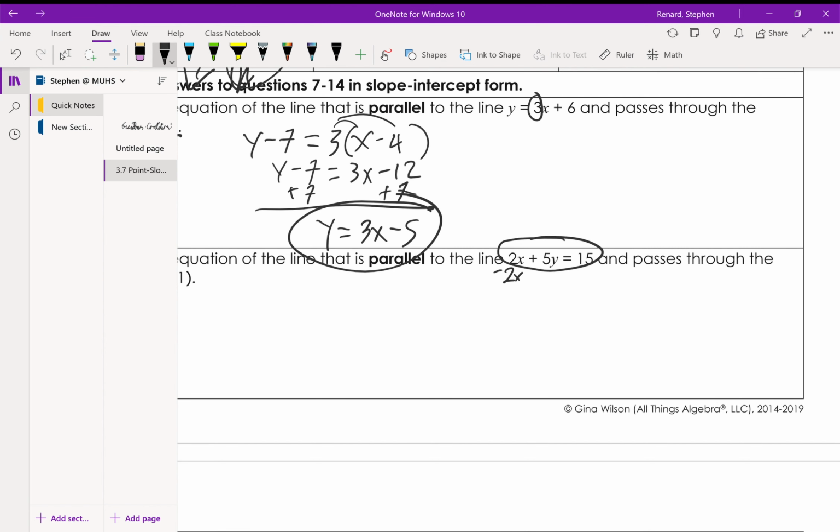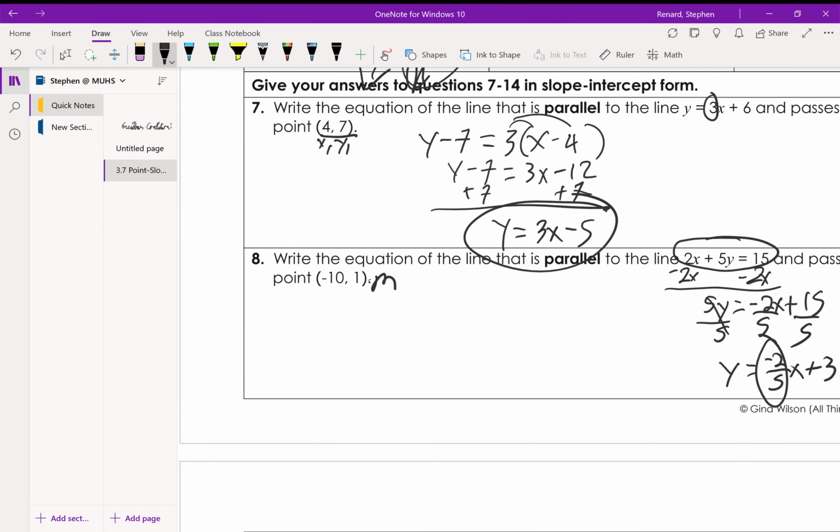Now, number 8 gives me the reference line in standard form. In order to find that slope, the easiest way is to put the standard form into slope-intercept form, which, if you remember, all you do is solve for y. So that's y equals negative 2/5 x plus 3. The 3 we don't really care about. What we're looking for is that negative 2/5 as a reference. Because it's parallel, we know the slopes have to be the same. So the slope of the line we're looking for is also negative 2/5.